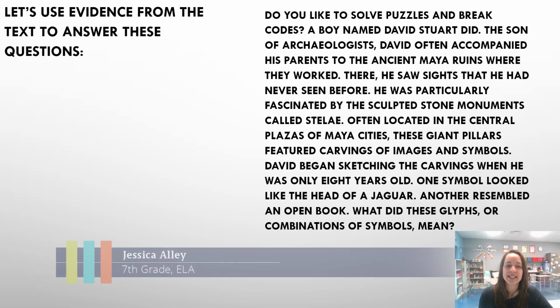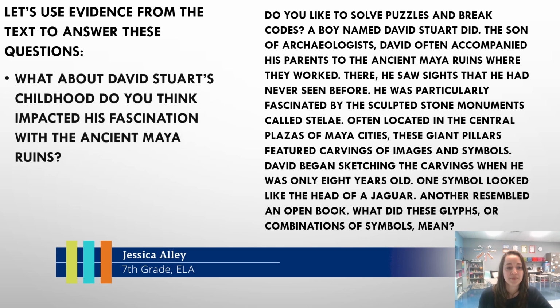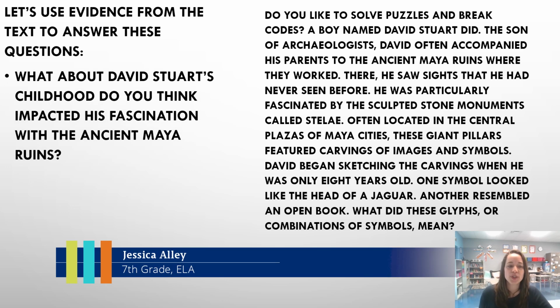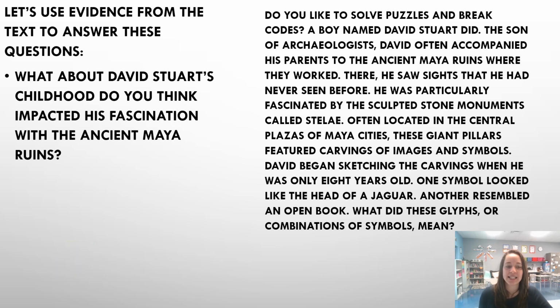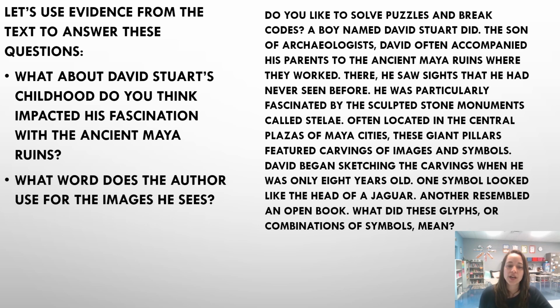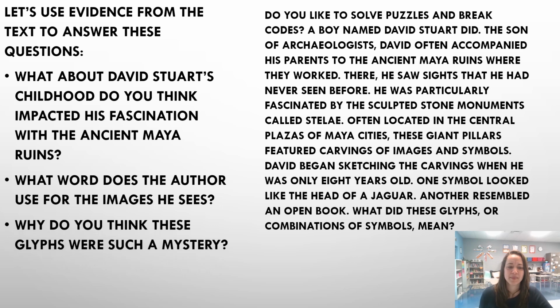Let's use evidence from the text to answer these questions. What about David Stewart's childhood do you think impacted his fascination with the ancient Maya ruins? What word does the author use for the images he sees? Why do you think these glyphs were such a mystery?